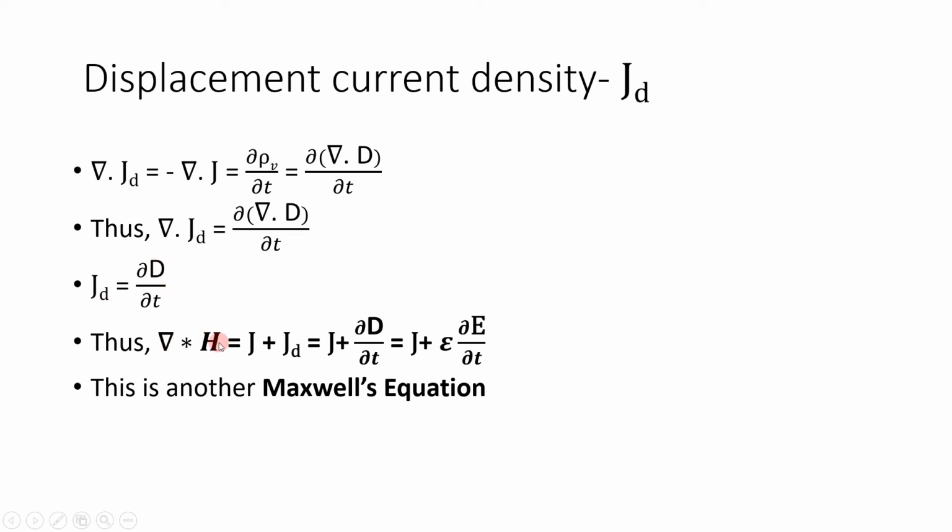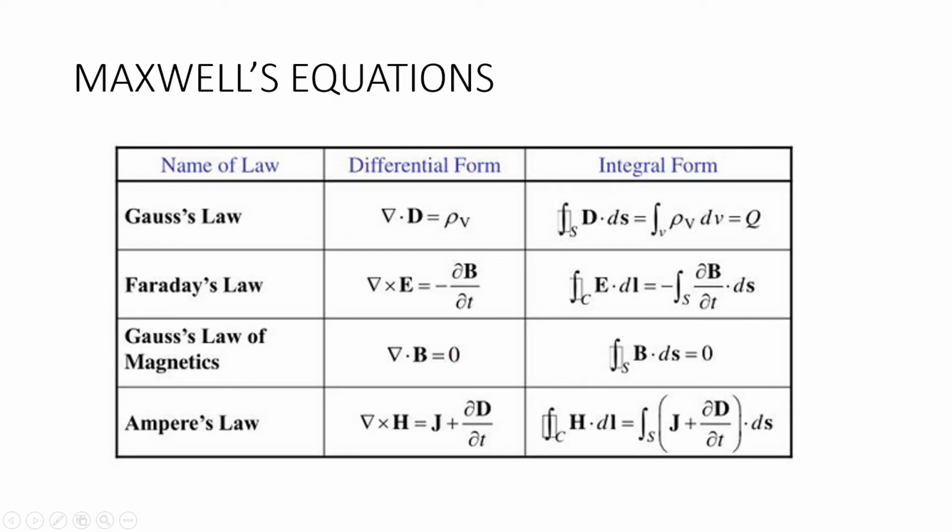Okay, so curl H is, instead of J, now you write curl H is J plus JD and substitute for JD. You will get curl H is J plus dou D by dou t, or J plus epsilon dou E by dou t. So this is another Maxwell's equation. Now we will learn all the four Maxwell's equations. This is the most important topic in applied electromagnetic theory, or the basics of electromagnetic theory.